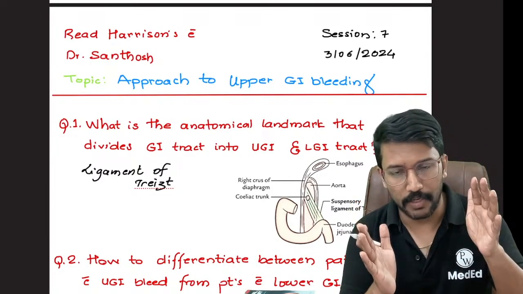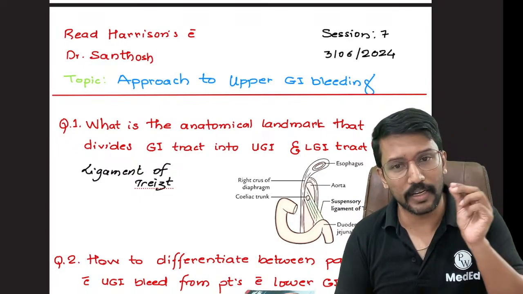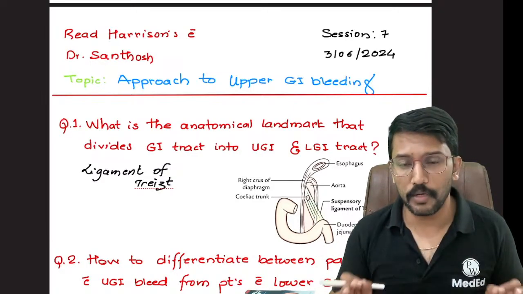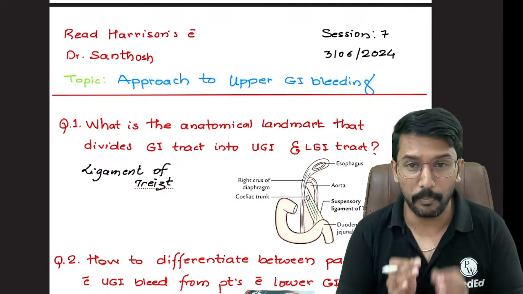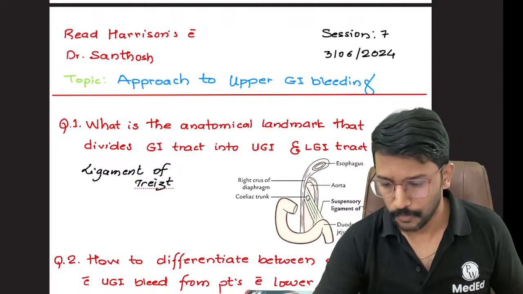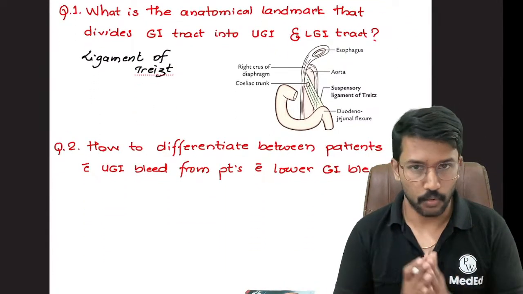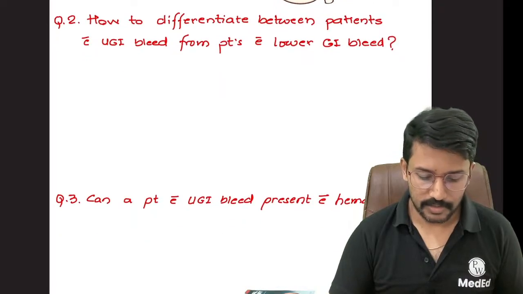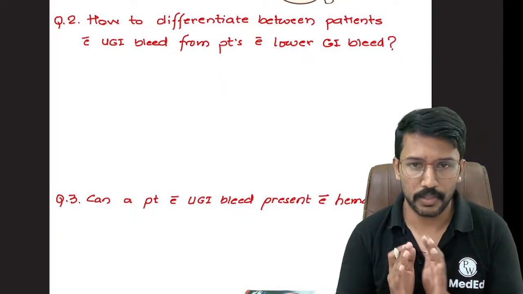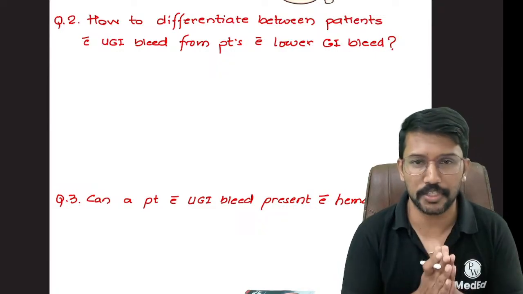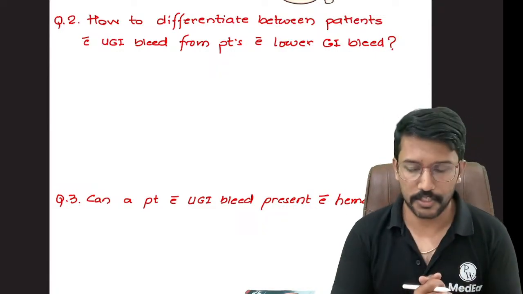Whatever is in between, distal to the ligament of Treitz and proximal to the terminal ileum, cannot be visualized by endoscopy. We cannot pass the endoscope. Clear? Okay. So now we know the landmark that separates upper and lower GI bleed. Now the first question is, if a patient presents with a gastrointestinal bleed, how do I differentiate whether the source of bleeding is from the upper GIT or from the lower GIT?